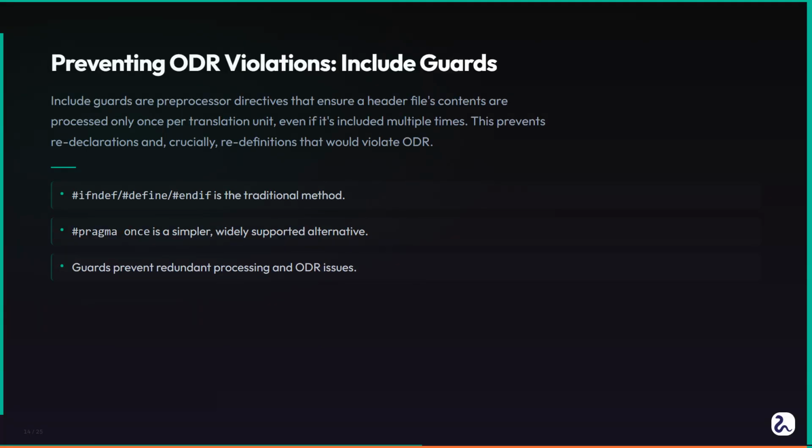This is exactly why we use include guards. Include guards ensure that the contents of a header file are processed by the preprocessor only once within a single translation unit. They prevent duplicate declarations, which in turn prevents ODR violations if you accidentally define something in a header, or if a header itself includes another header that you've already included. There are two main ways to implement include guards. The traditional method uses preprocessor directives, #ifndef, #define, and #endif. This stands for if not defined, define, and end if.